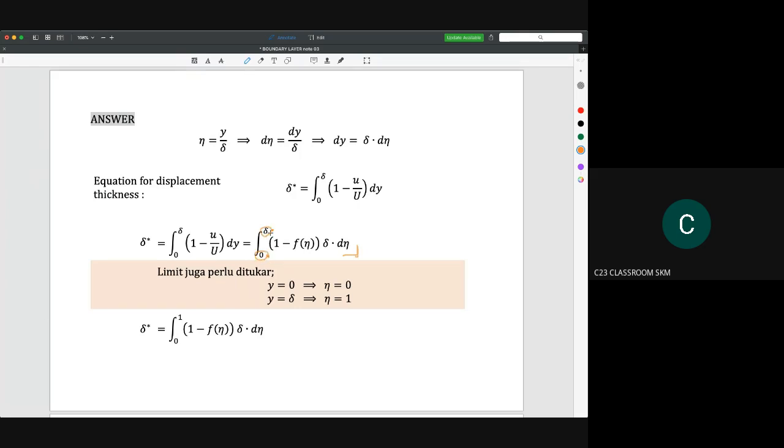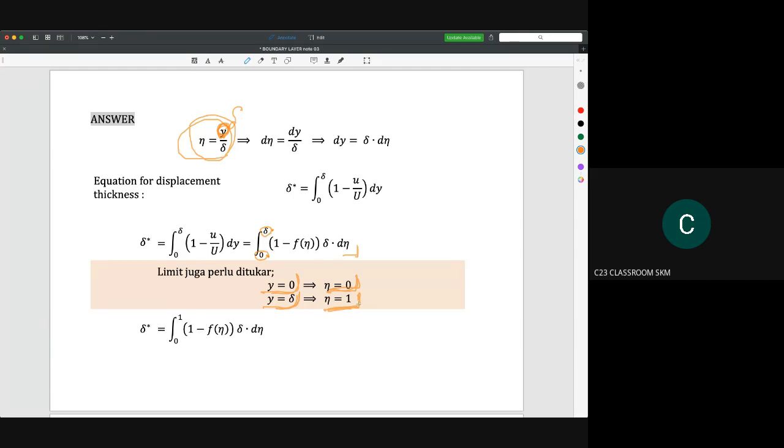So how to change the limit here? It's easy. You could refer to this term. For example, if y equals 0, you substitute 0 here, and you will find that eta is equal to 0. Then if y is equal to delta, you substitute delta here, and you will see that eta is now equal to 1.